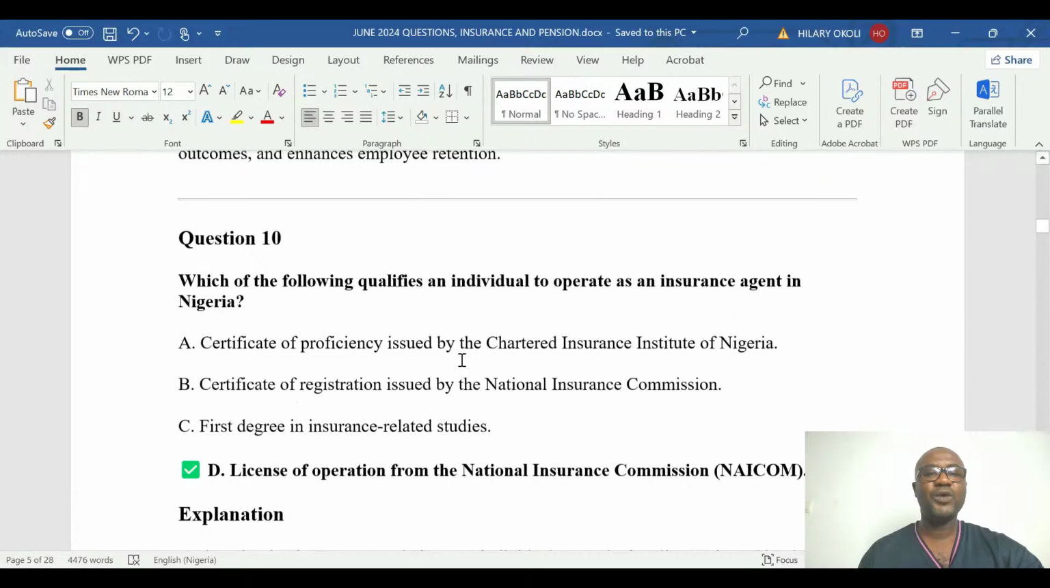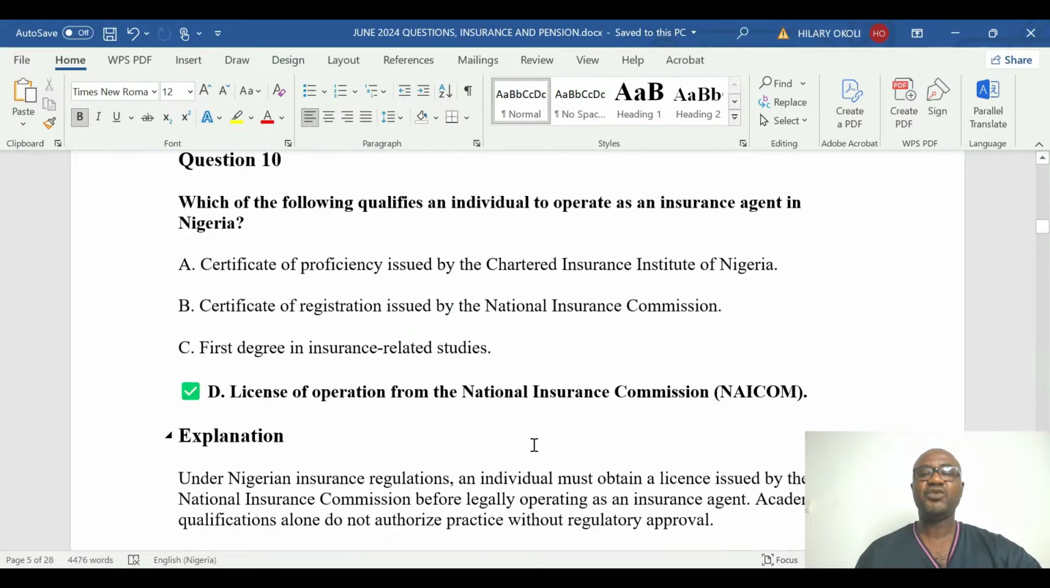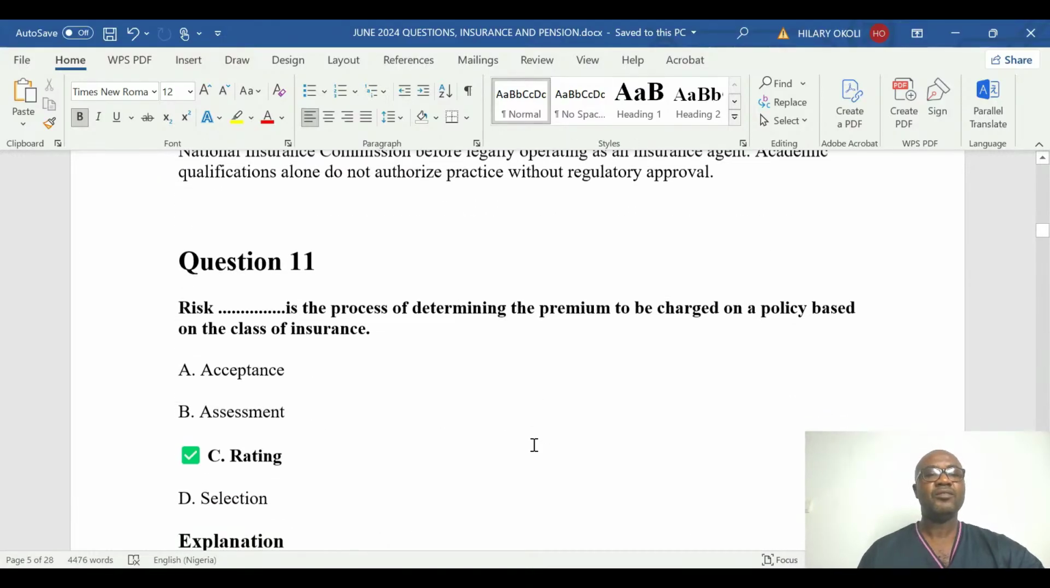D, regarding the question being asked here, which of the following qualifies an individual to operate as an insurance agent in Nigeria, is license of operation from the National Insurance Commission.